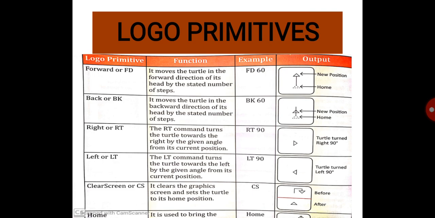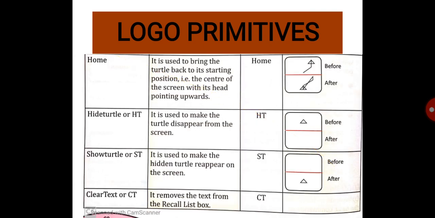Now next one is clear screen. It clears the graphics of screen and sets the turtle to its home position. Whatever we have drawn before, it clears all the things and turtle goes back to its home position. Okay. Now home is used to bring the turtle back to the starting position. Means if we have drawn something and we want the turtle to go to its starting position, so we type home.